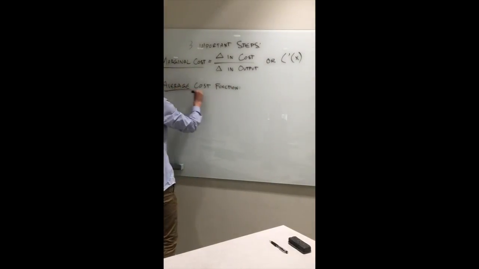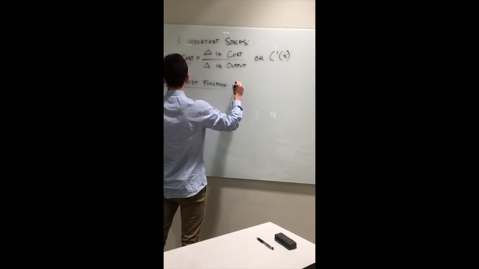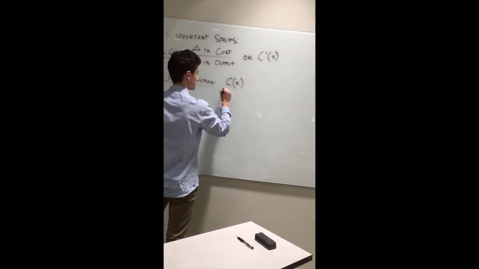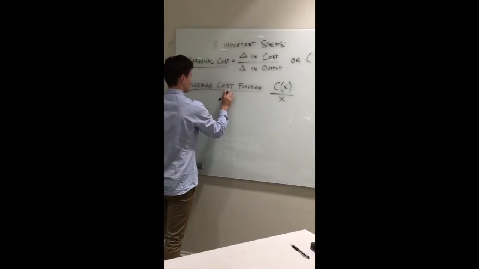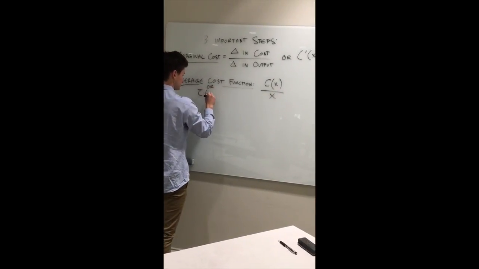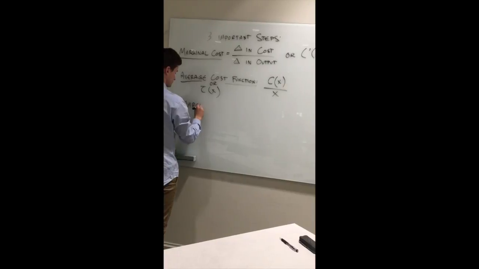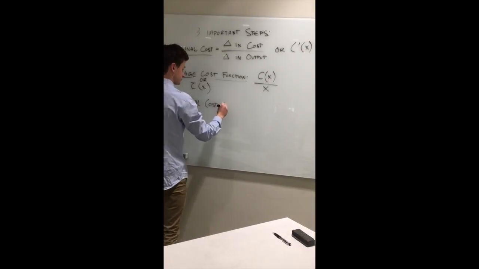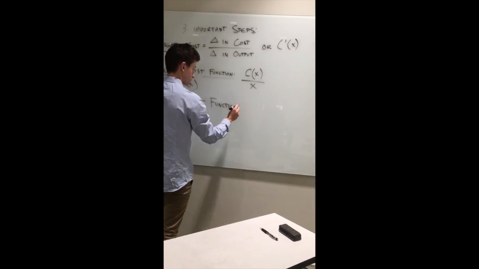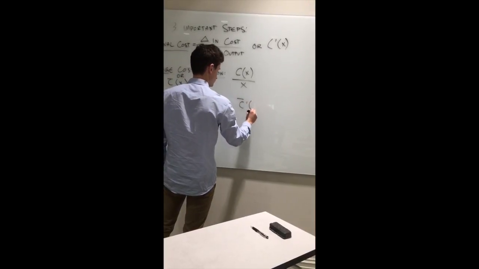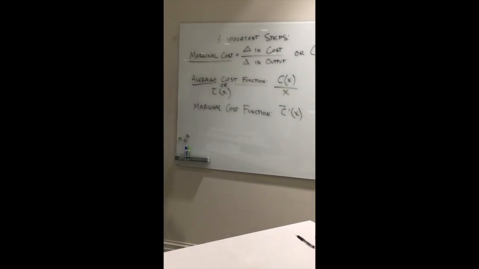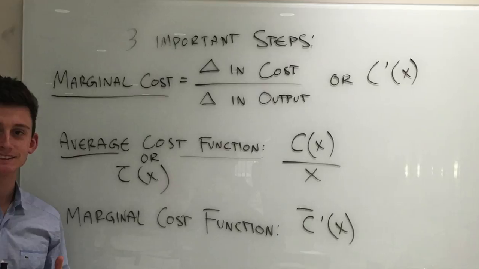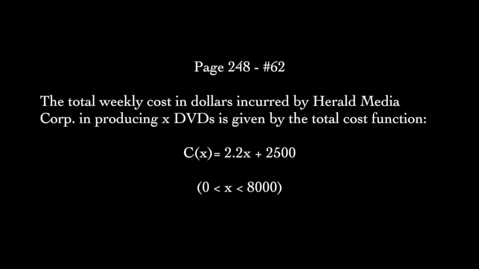So the second equation is the average cost function, and we can see that as c of x over x. The average cost function is also seen in your book as c bar of x. And the final one is the marginal average cost function, and we can read that as the derivative of c bar of x. So we're going to be working through a problem from page 248, number 62.